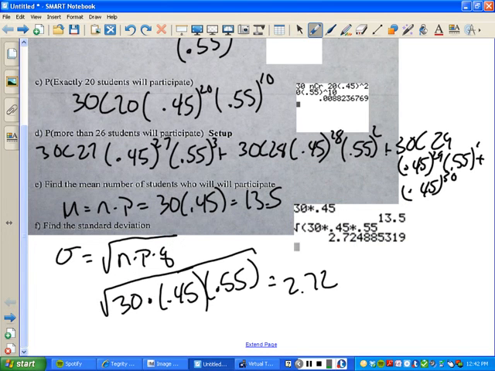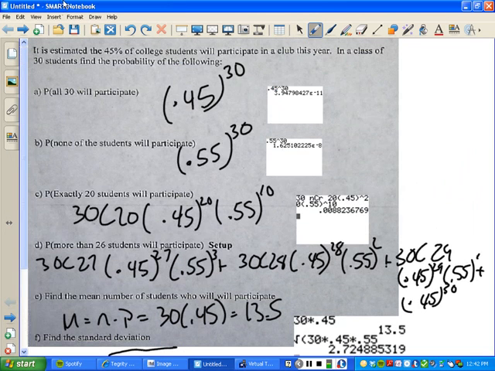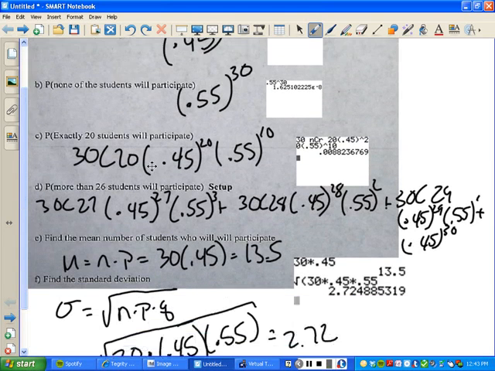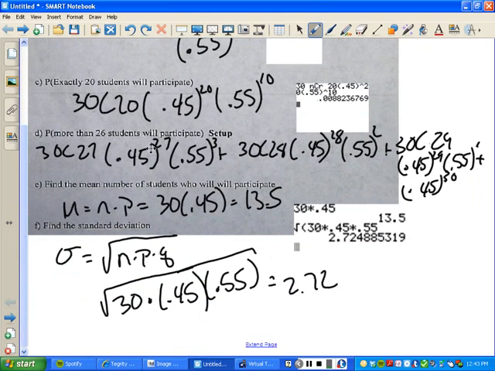All right, any questions on that? Going once? Going twice? Yes. P is the probability of success. That's 45% in this case. Q would be the alternative. So if it's 45% of the people will, 55% will not. Okay? So Q is equal to 1 minus P.